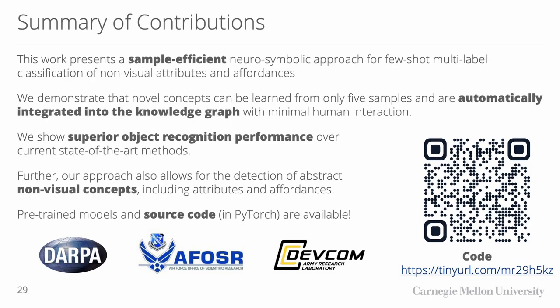In summary, we propose a novel approach for few-shot multi-label classification over visual and abstract concepts capable of automatically integrating new information into its internal model. Our approach outperforms current state-of-the-art novel object detectors, and our code and pre-trained models are available. Please check out our paper and code containing further details and additional experiments.